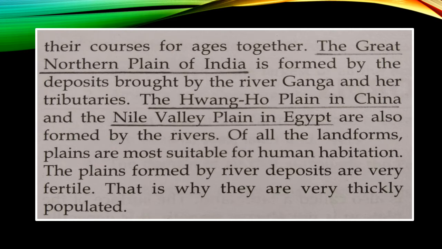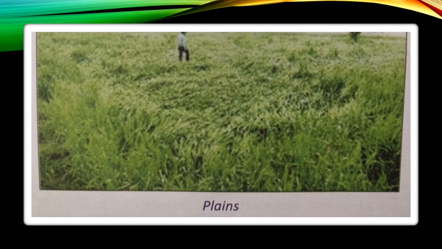And of all the landforms, plains are most suitable for human habitation. It is the most populated, hence, because life is easier to live in a plain region. And moreover, these plains are very fertile because they are formed by river deposits. So people living here cultivate the land, they grow crops, and life is easier, so it is thickly populated in plains. You can see the picture of a plain here. It is very flat, it is very fertile, so people grow crops in a plain land.